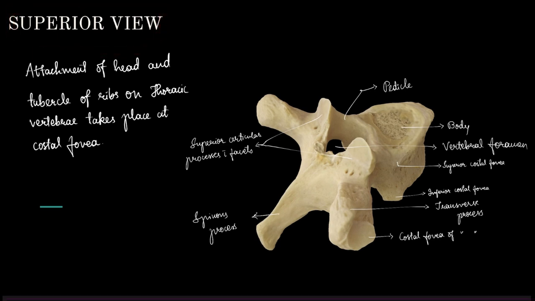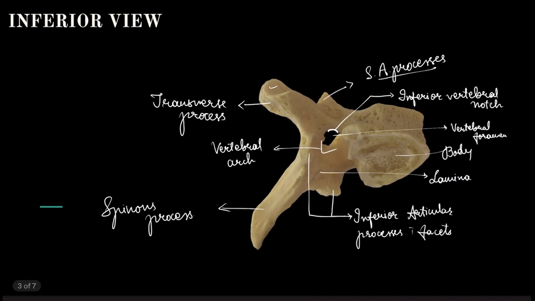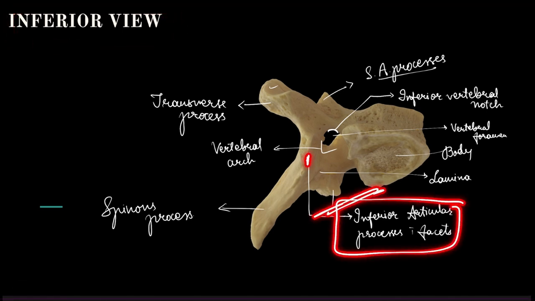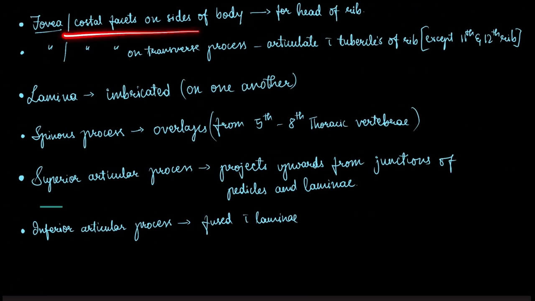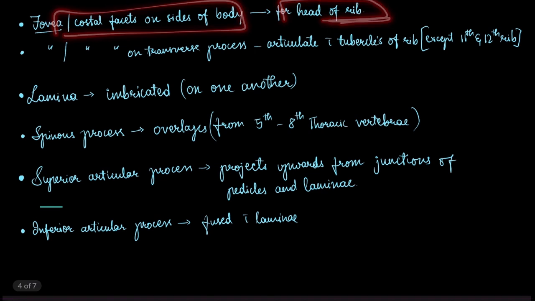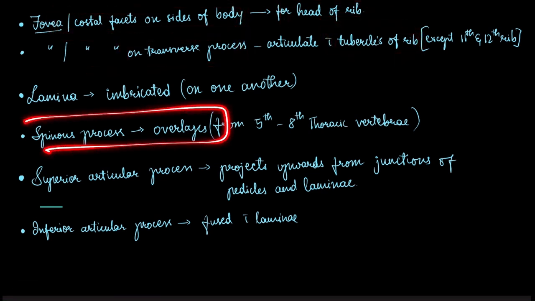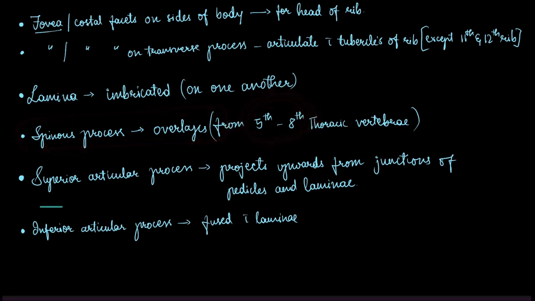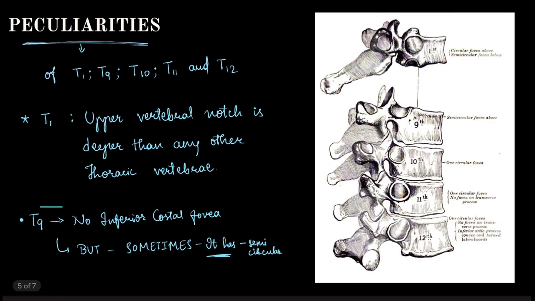So I've discussed about superior. What are the new points you learned? Superior costal fovea, inferior costal fovea, and costal fovea of transverse process. Then inferior view, you can see inferior articular processes and facets which are fused with lamina. Okay. Then fovea on sides for head, fovea on transverse process for tubercles. Spinous process overlaps, prominent on 5th, 6th, 7th, 8th. Okay. Superior, it projects from junctions of pedicles and lamina.